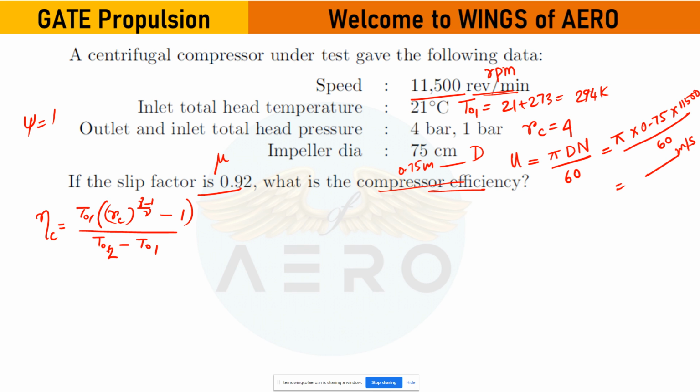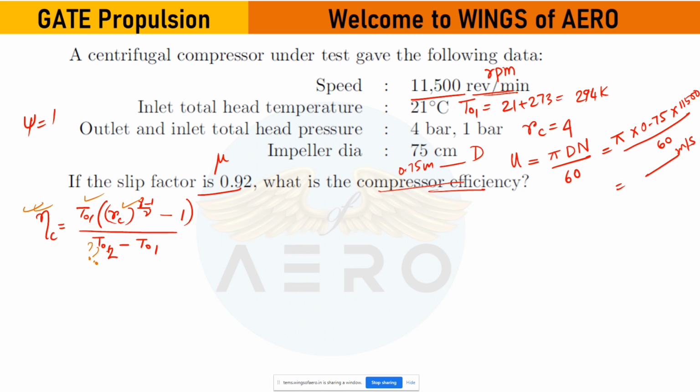Ma'am, we should find the pressure coefficient and then put it in the formula. Pressure coefficient is not given. The power input factor is also not given. Yes, if power input factor is not given, you have to consider it as 1. If it is given, consider it; if it is not given, just ignore it. Okay, this is how we have to proceed. They have only given the slip factor. Now the main motto is to find the compressor efficiency. This is the formula for the compressor efficiency. T01 is given, RC is given. Now T02 is not given, right? If we know T02, then we can proceed.